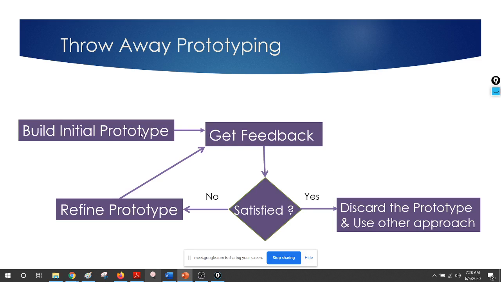So this is how throwaway prototyping works. You build the initial prototype and get initial feedback. If you and your customer are satisfied, you finish it. Otherwise, you refine it and again show it to get the feedback. So you keep doing that.